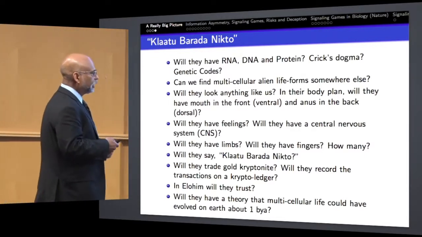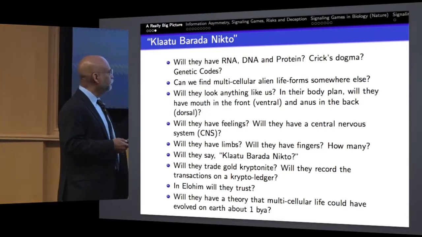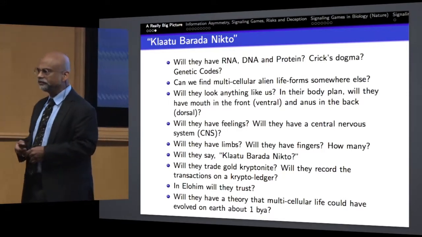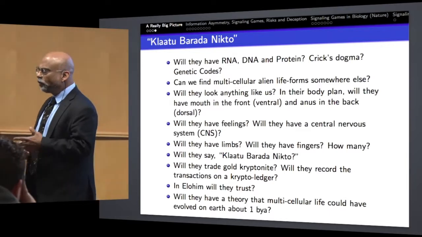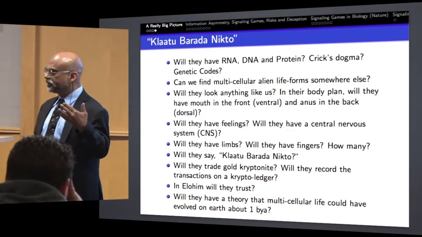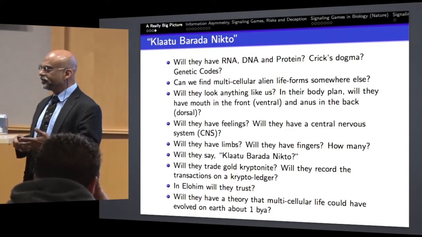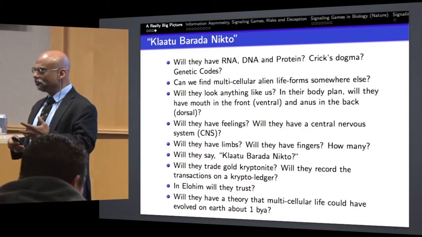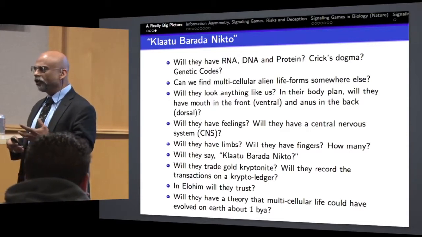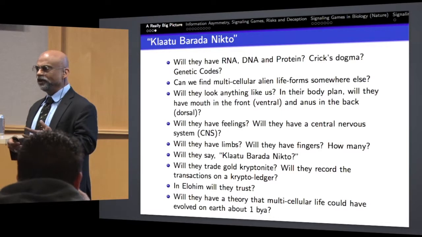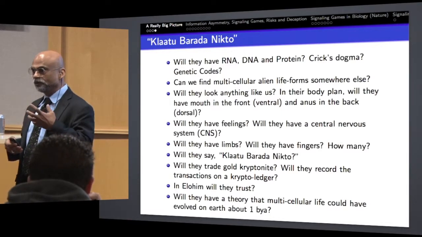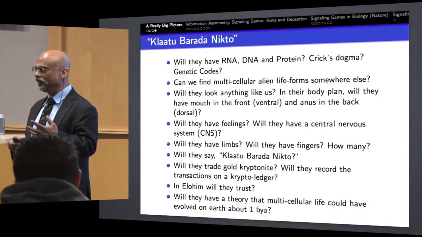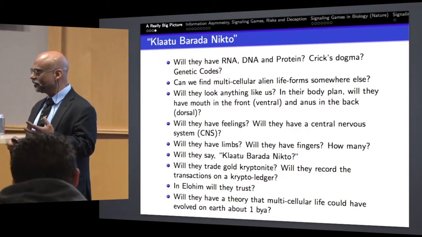Will they have a theory that multicellular life could have evolved on Earth about 1 billion years ago? So the point of all of this is that none of this is guaranteed by physics. They're all conventional. They're conventional equilibria, very stable conventional Nash equilibria of a game. What game is that? And why is it stable?